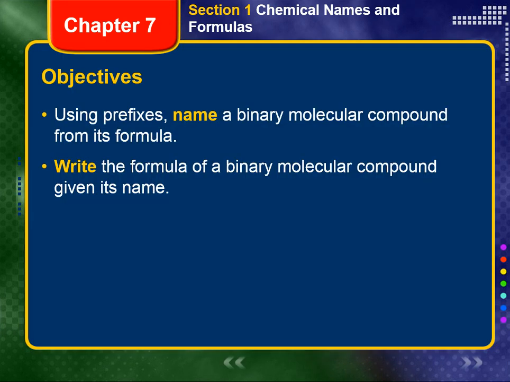At this point, you should be able to, using prefixes, name a binary molecular compound from its formula, and write the formula of a binary molecular compound given its name.